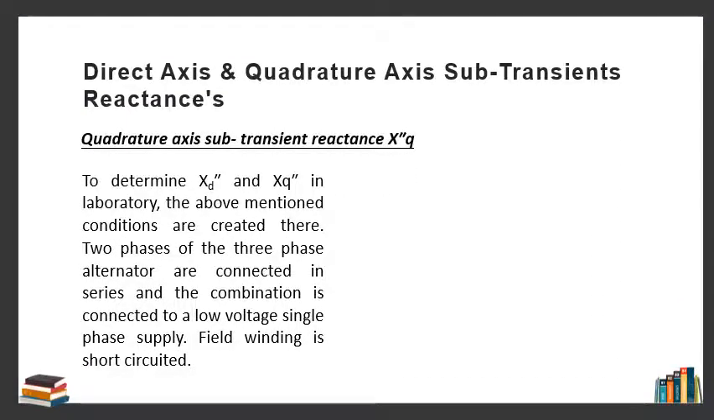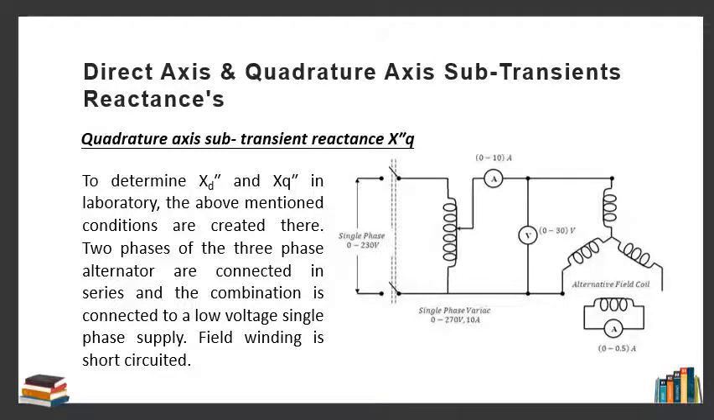To determine the XD double dash and XQ double dash, meaning direct axis and quadrature axis subtransient reactance, in the laboratory, the above mentioned conditions are created there. Two phases of the three-phase alternator are connected in series and the combination is connected to a low voltage single phase supply. So this is the experimental diagram for determining the XD and XQ double dash. And the field winding is short circuited.